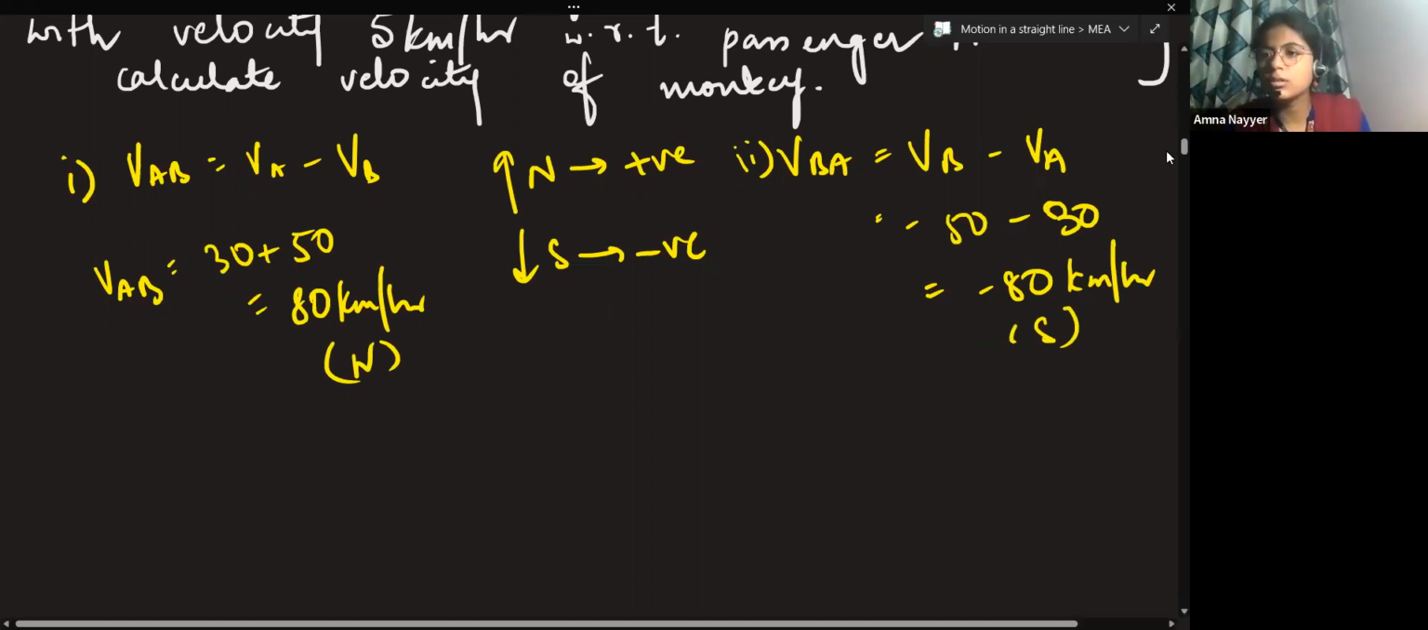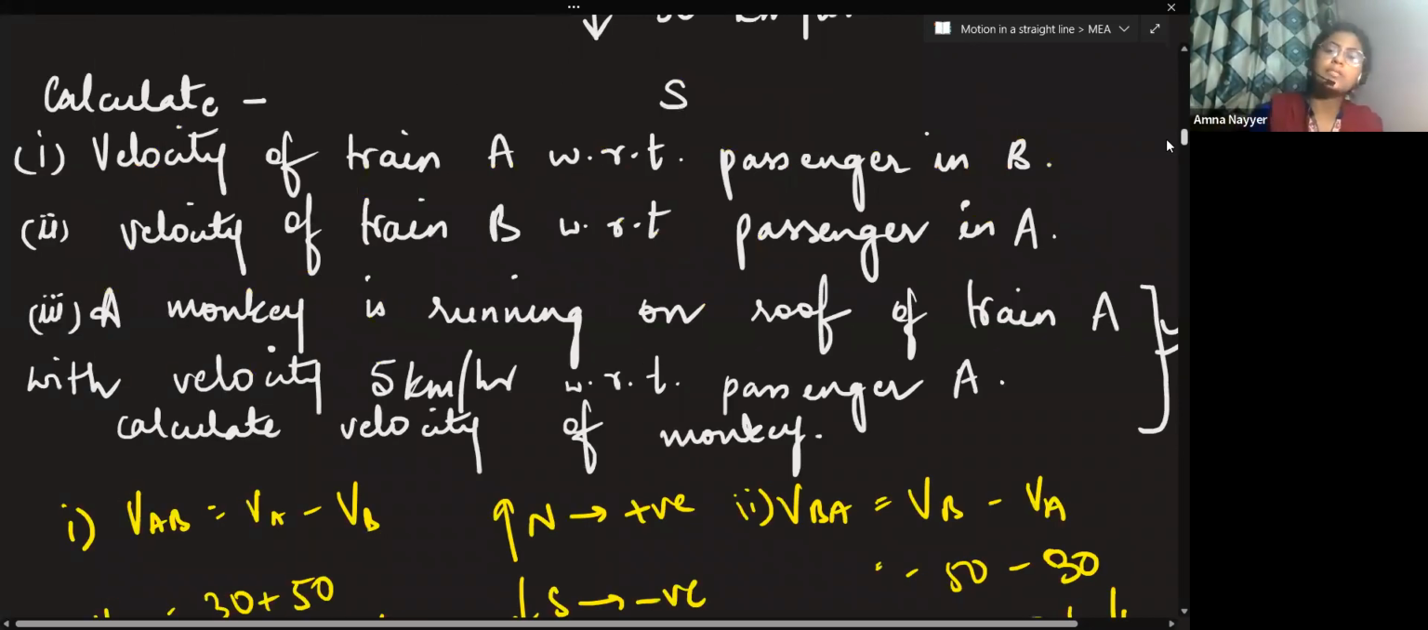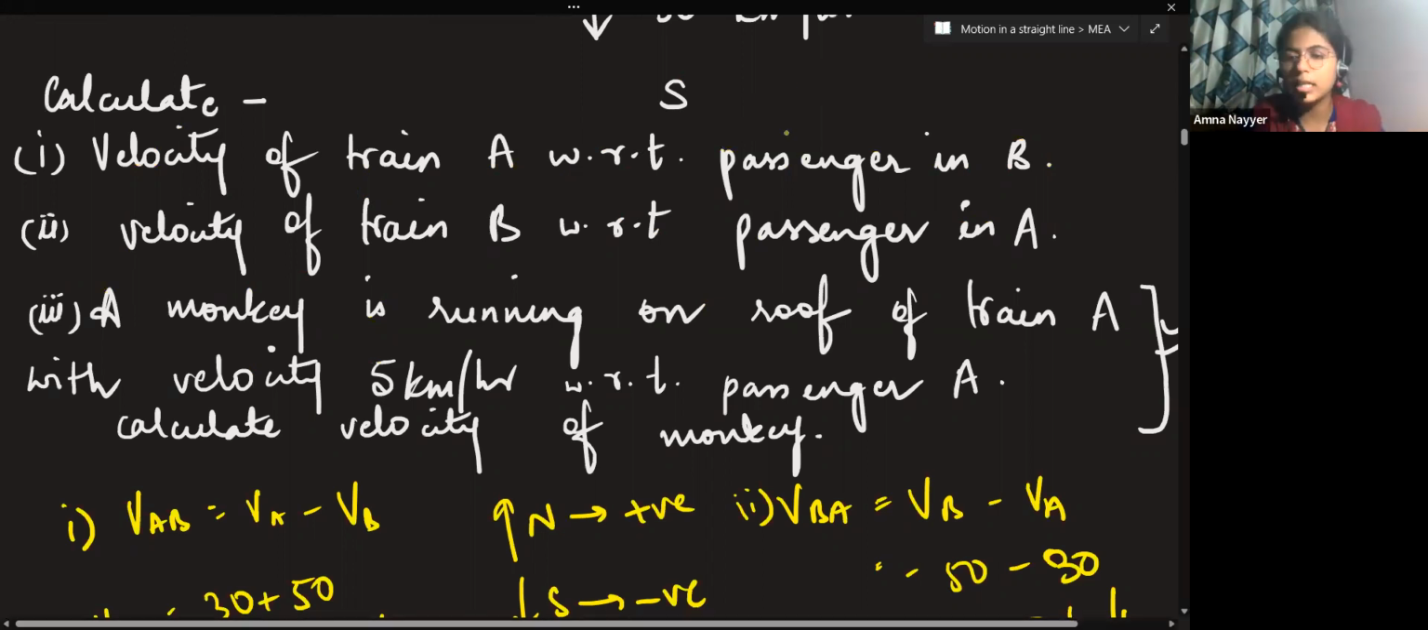Now the last part. Till here everyone was able to do it. The last part says a monkey is running on the roof of train A. So both the trains are there. Now the velocity given to us is 5 kilometer per hour. First tell me, is it relative velocity given or is it the absolute velocity given?